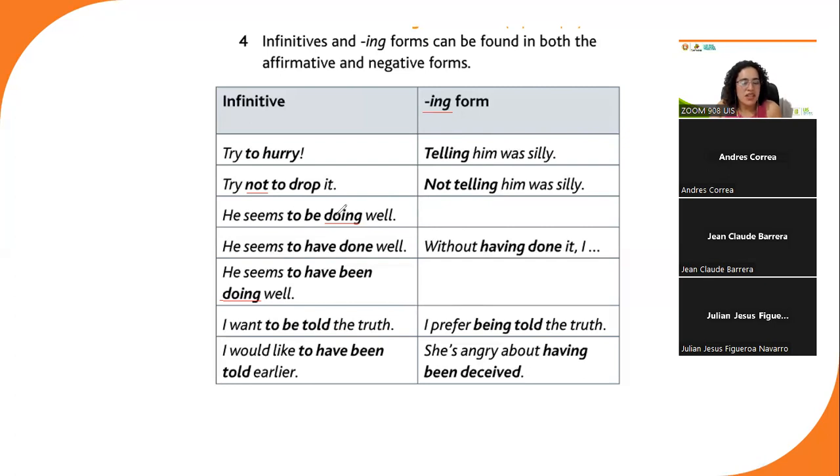Él parece estar yéndole bien. He seems to be doing well. This is continuous, okay? Or he seems to have been doing well. Parece que le ha estado yendo bien, okay? This is ando, ando. This is continuous. Here is decirle fue tonto, okay? This is not continuous. This is not diciendo, all right? So that is why we don't combine continuous ing with the gerunds or the participles, okay? So that is why we don't have anything here.